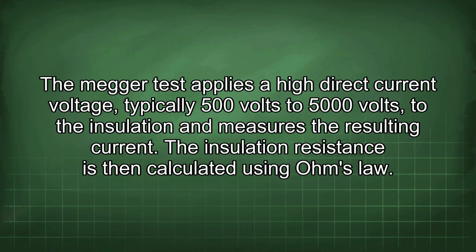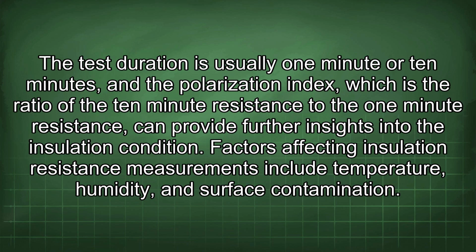The mega test applies a high direct current voltage, typically 500 volts to 5000 volts, to the insulation and measures the resulting current. The insulation resistance is then calculated using Ohm's law. The test duration is usually 1 minute or 10 minutes, and the polarization index, which is the ratio of the 10-minute resistance to the 1-minute resistance, can provide further insights into the insulation condition.